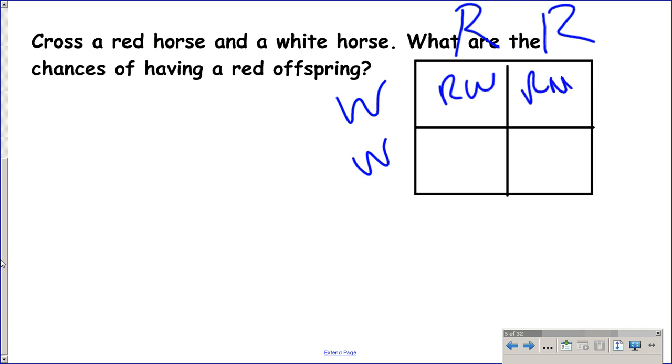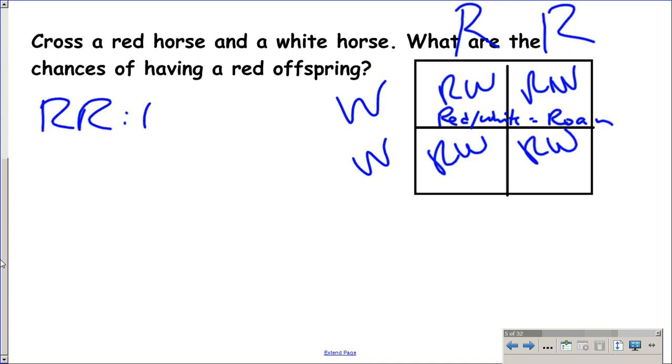So what are all of these? RW, RW, RW, RW. And they all have what color? What's the phenotype? Red and white, which has a specific name. It's called roan. Okay, so let's write out the genotypic ratios and the phenotypic ratios. I just want you to see the same thing we saw earlier. Your possibilities are big R, big W, W, W. How many big R's? 0. Big R, big W? 4. And WW? 0.